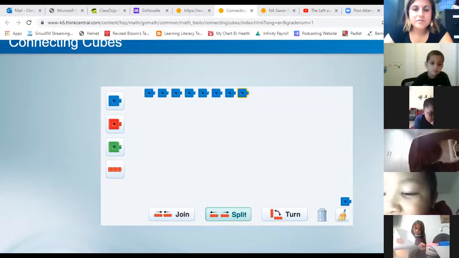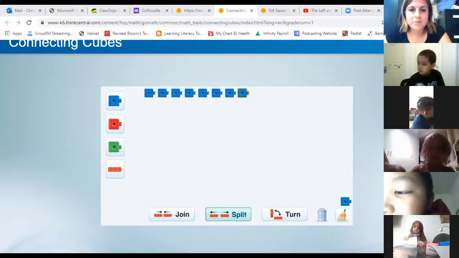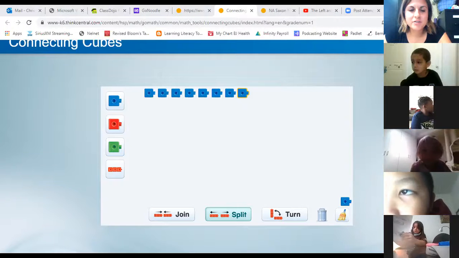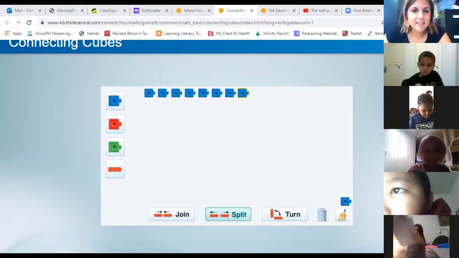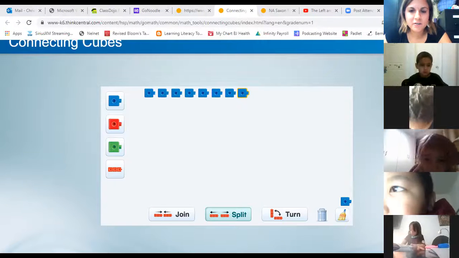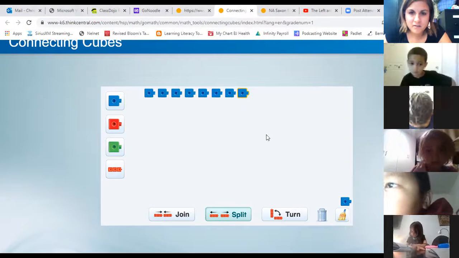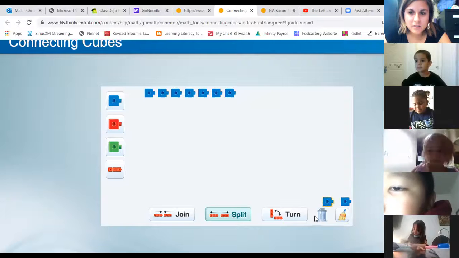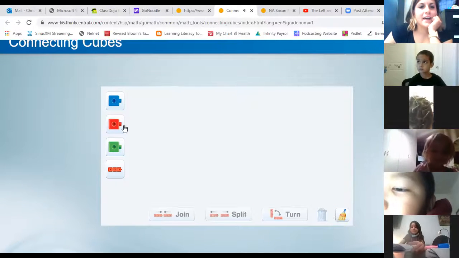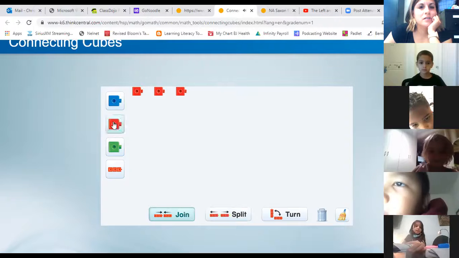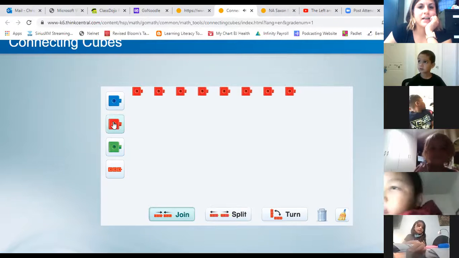Next, we are going to do an addition problem. So that means we're adding 2 numbers together. So our numbers that we're adding are 8 and 1. So let's go back to our cubes here. I'm going to delete all these ones. There we go. So we have 8. So we have 1, 2, 3, 4, 5, 6, 7, 8.